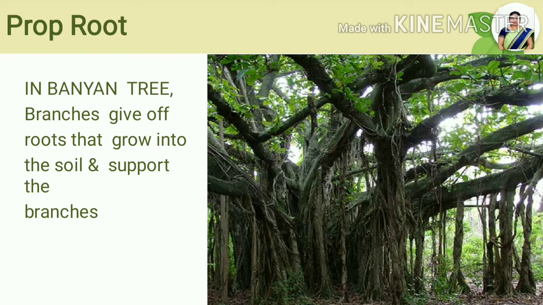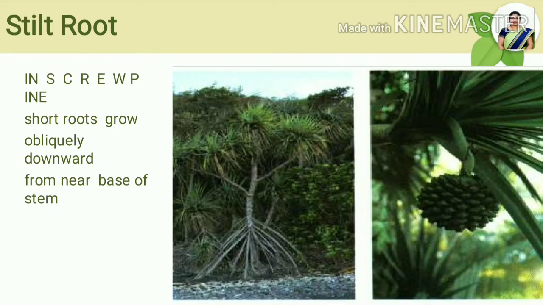Let's study different modifications. Prop root. Prop root is observed in banyan tree. The branches give off roots that grow into the soil and support the branches. As you can see here, banyan tree has so many prop roots. Stilt root. In screw pine, short roots grow obliquely downward from near the base of the stem. So, these are supporting the plants and it is known as stilt root.